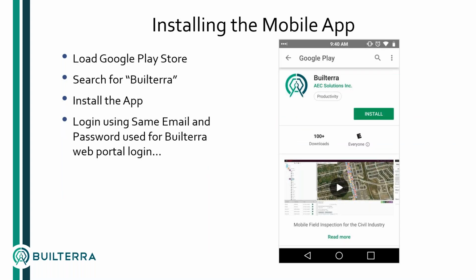Okay. So installing the mobile app is as easy as going, especially with your Android device, you just go to Google Play, search for Builterra, and install. There is an option to join the beta program.